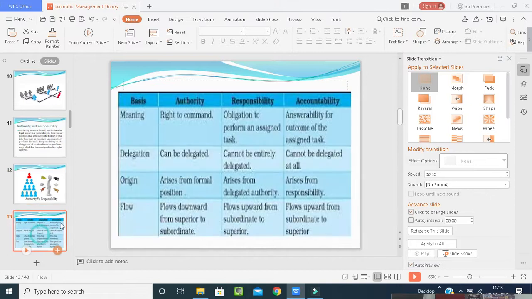Now, if you see here in this picture, basic authority, responsibility, and accountability. First, we'll go with the meaning. What is the meaning of authority? Authority means right to command.